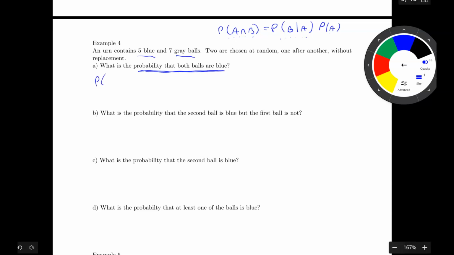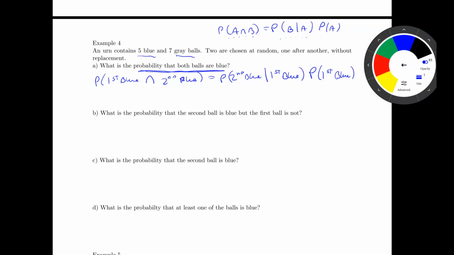So I want the probability that the first is blue and the second is blue. And this time I am doing a first and a second, right? So this is going to be the probability that the second is blue given that the first is blue, and then I have to multiply it by the probability that the first is blue, right? Okay, so let's look at this.